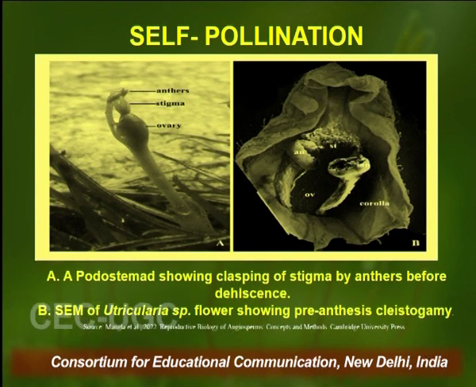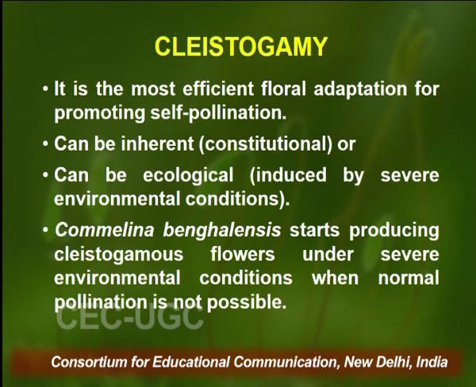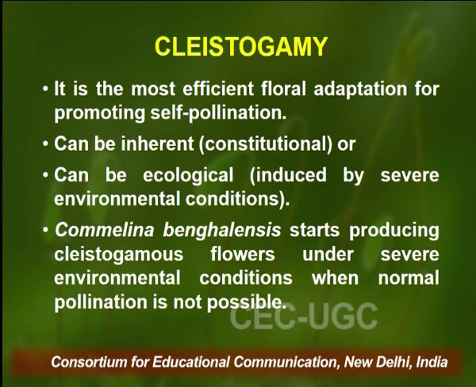It will actually open and become a chasmogamous flower, but at this stage where we have taken this picture, the flower is closed. Since this is before opening, it is called pre-anthesis cleistogamy, and this is how self-pollination or autogamy occurs in both Podostemaceae and Utricularia. It is said that cleistogamy is the most efficient floral adaptation for promoting self-pollination.